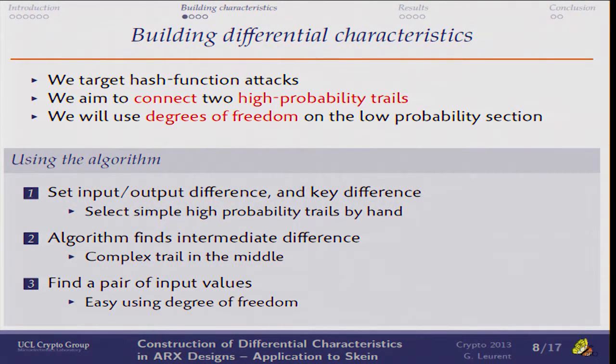Now, if we succeed to build this algorithm, the way we're going to use it is that we would build those input and output differences by hand on the key difference, and we select them so that we have nice high probability trails at the beginning and at the end. And then we run the algorithm in the middle, and it will find these very complex trails in the middle. And afterwards, to finish the attack, we will have to find a pair of values, but this will be easy because we have lots of degrees of freedom, and the trails are pretty nice.